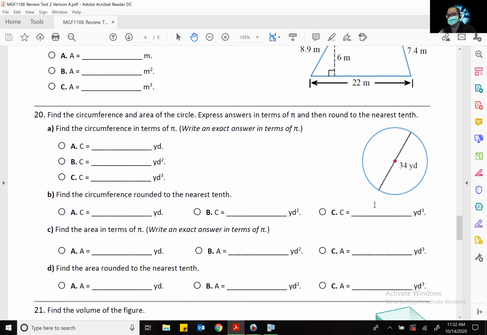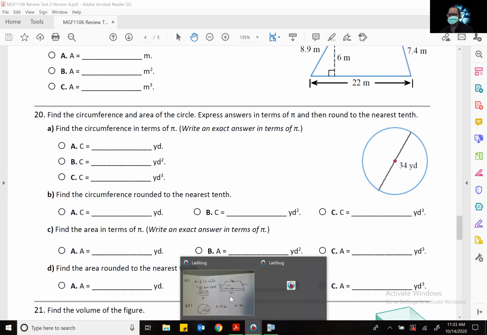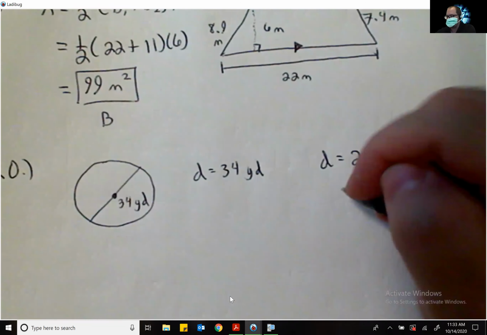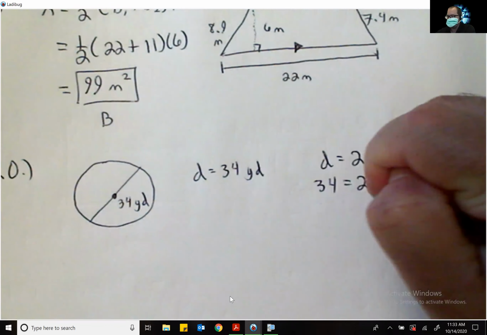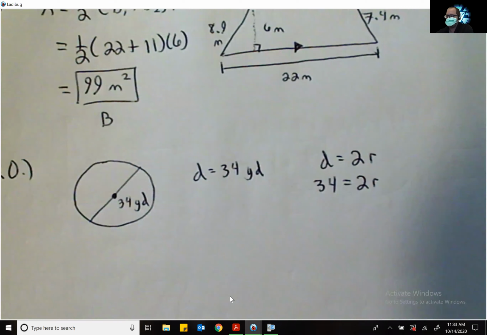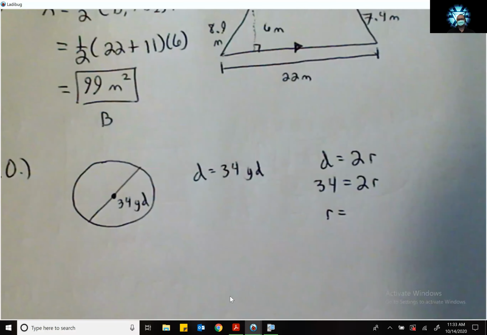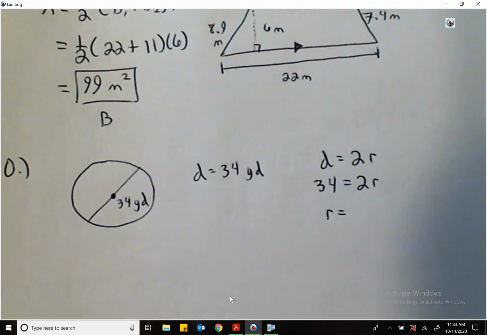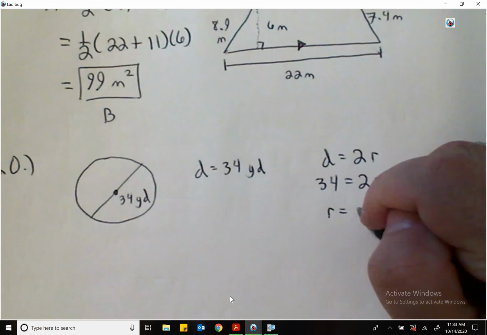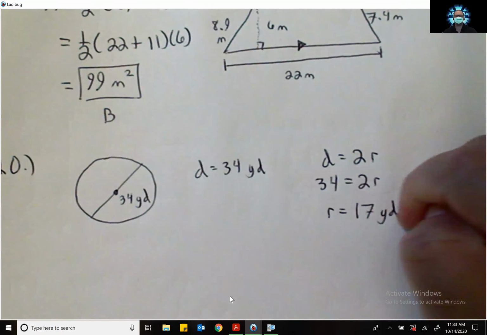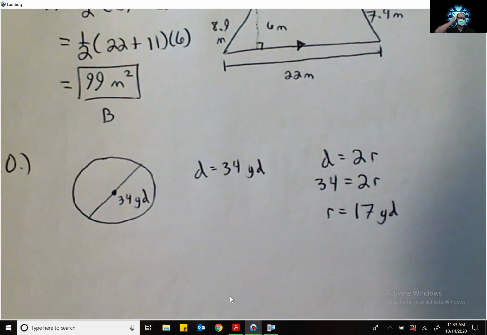Absolutely. Because there are 2 circumference formulas. But I like what you said a moment ago, that the diameter is 2 radii put together. So if we know the diameter is 34, and that's 2 of my radiuses, how long is 1 radius? That'd be half of 34, which is 17. Perfect. So we know the radius is 17 yards.